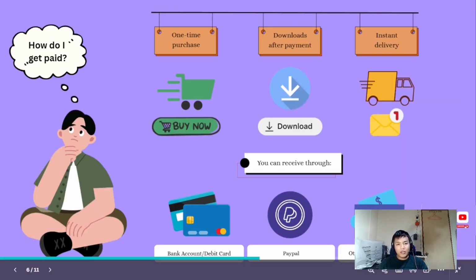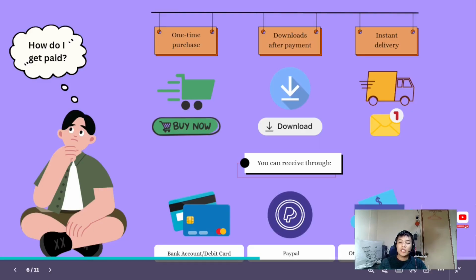How do you get paid? The first one is one-time purchase. A lot of digital products offer this for convenience and also for people to buy more. If a person buys a digital product from you with that one-time purchase, you can earn money. Second is download after payment. After you buy a digital product, you can proceed with the download. Third is instant delivery.